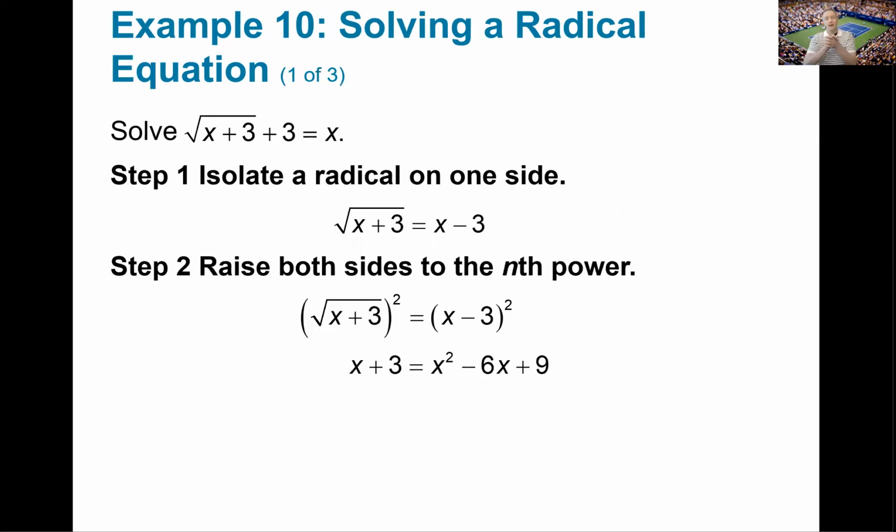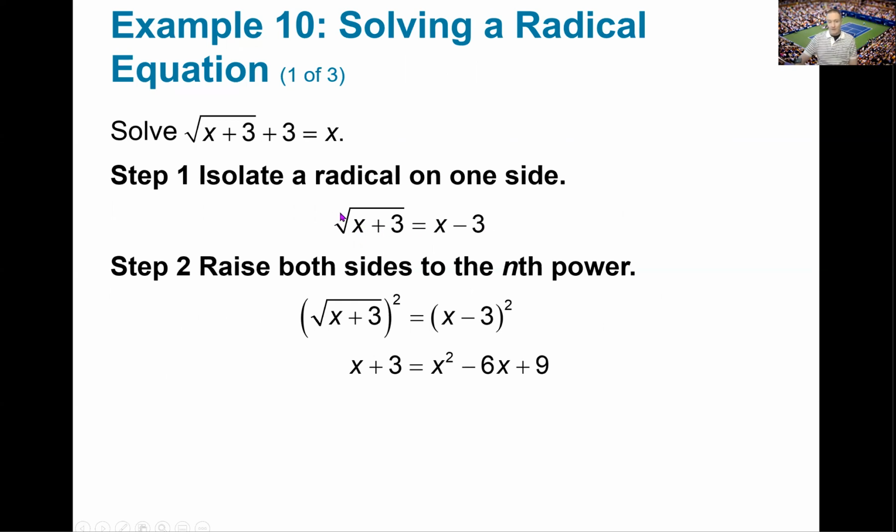So now, if I give you the equation the square root of x plus 3, plus 3 is equal to x, we're supposed to solve for x. First step, I said, isolate the radical on one side. So I have to get rid of that plus 3 on the right by subtracting 3. I get the root of x plus 3 equals x minus 3 after I get the radical by itself.